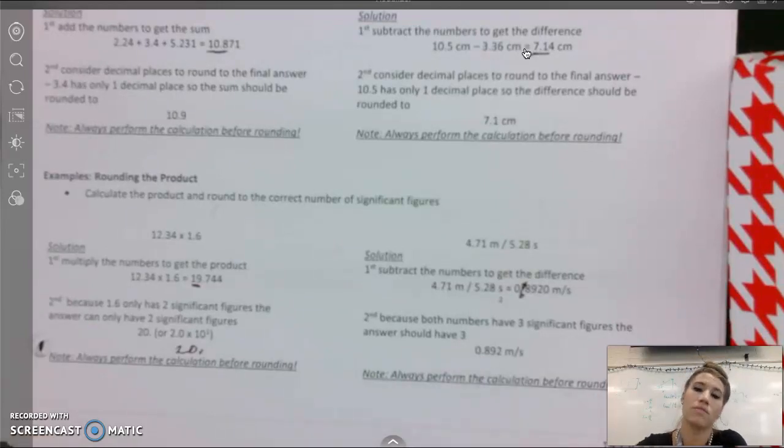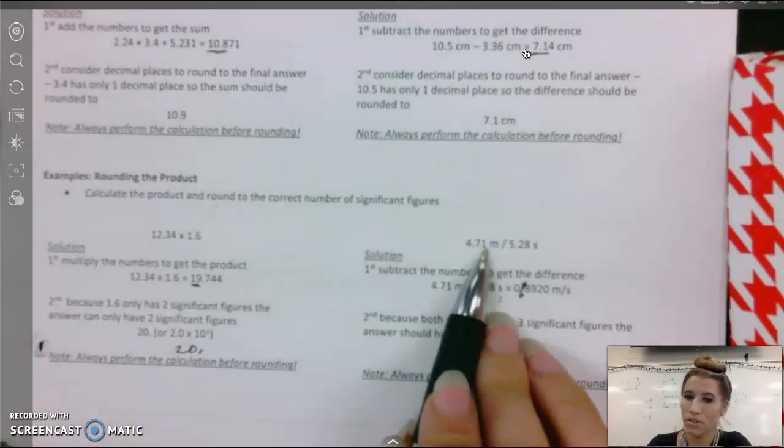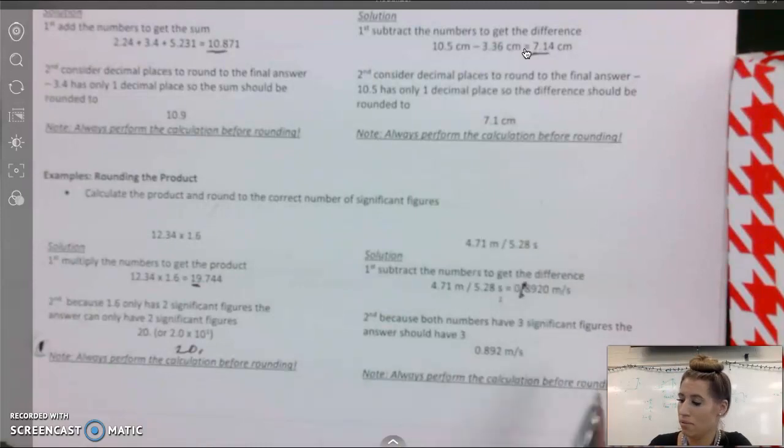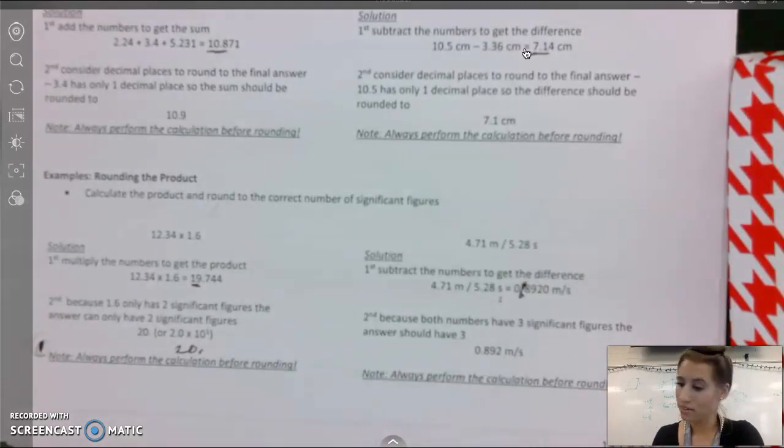Look at my units. Remember, units also multiply and divide. So when I add and subtract values, they have to have the same units. But when I multiply and divide, they do not have to have the same units, and they also multiply and divide. So since I took meters divided by seconds, my final answer is meters divided by seconds, or meters per second.